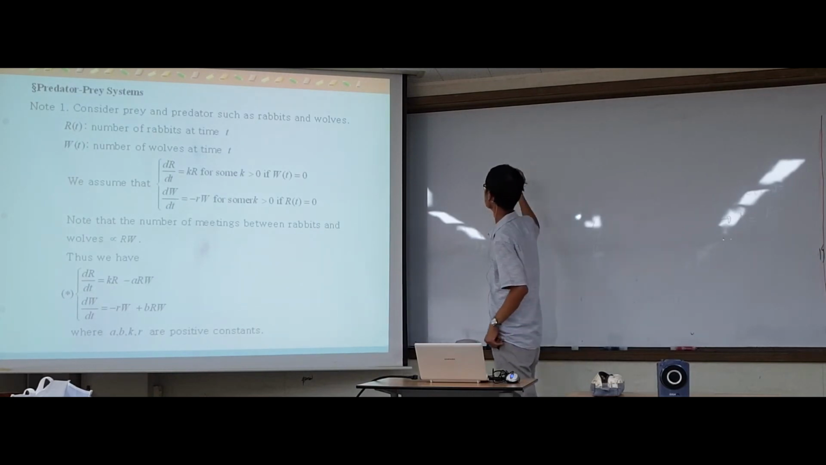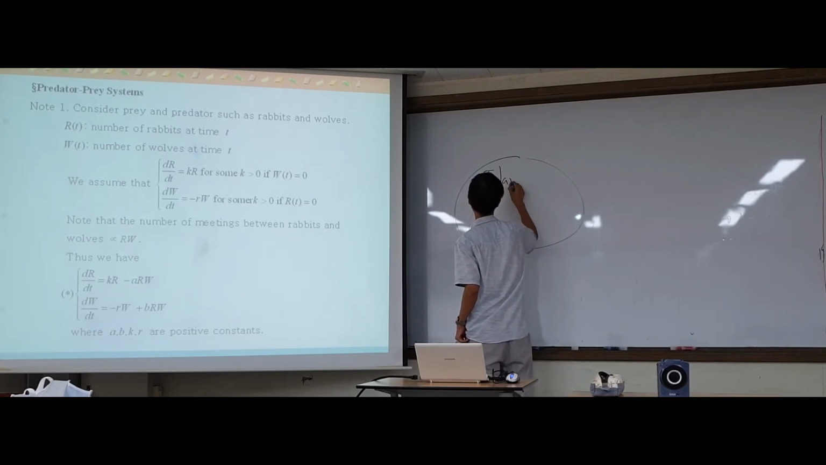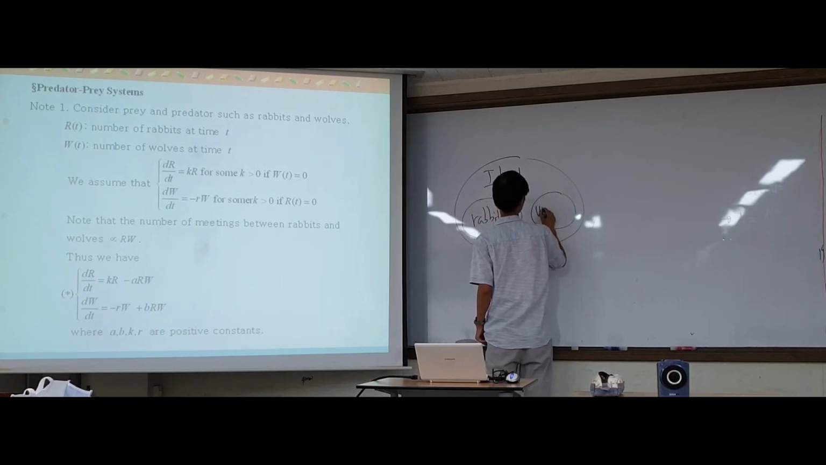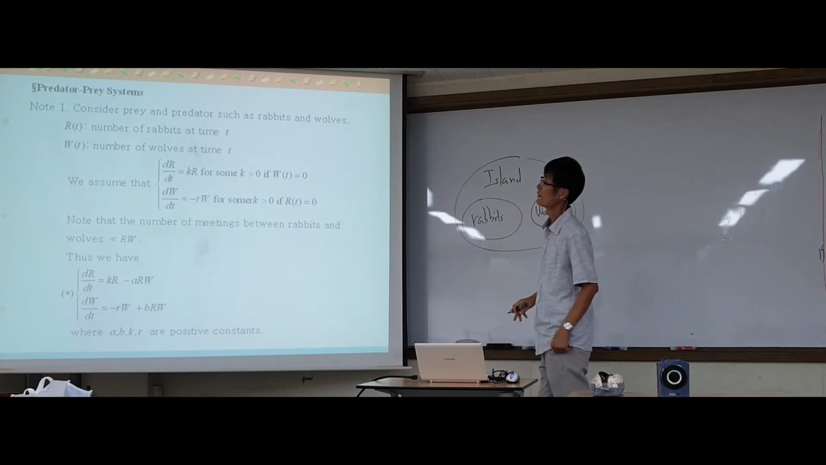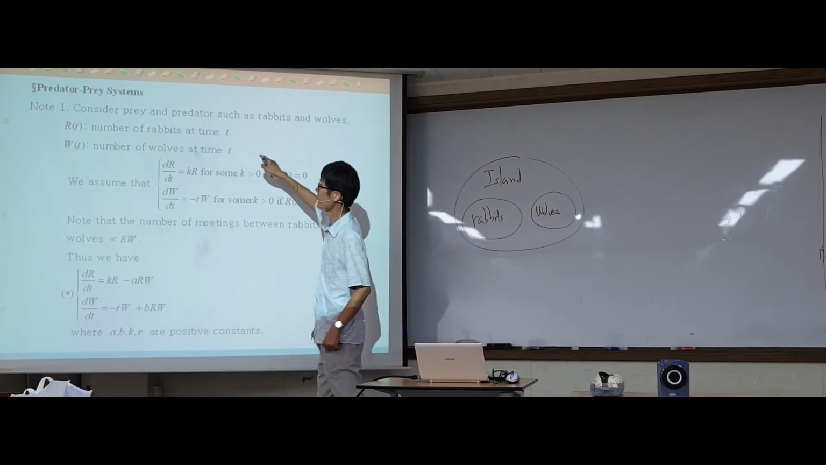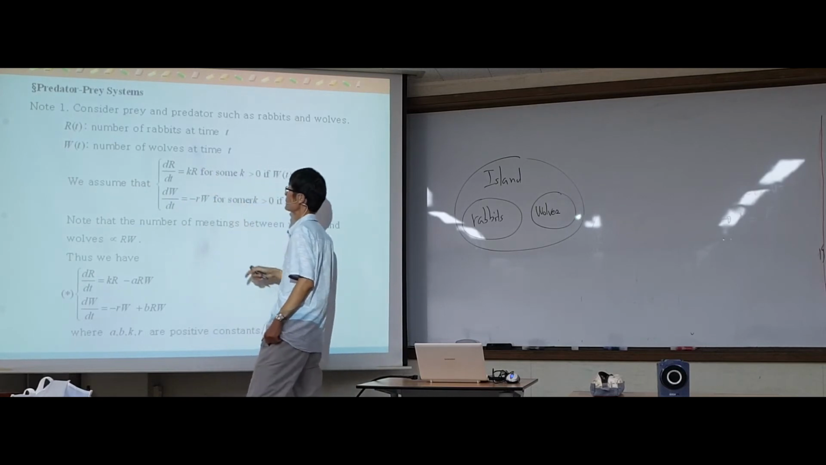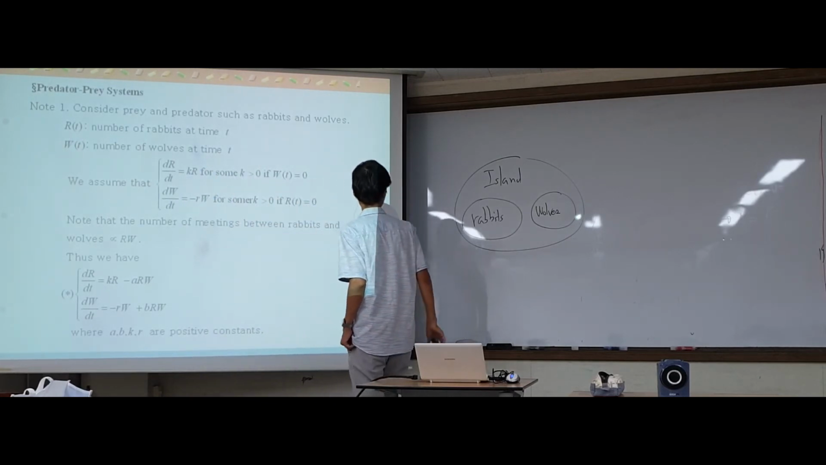So here is an island, and watching that rabbits and wolves are living in the island, and the number of rabbits at time t is given as r(t), and the number of wolves at time t is given as omega(t).